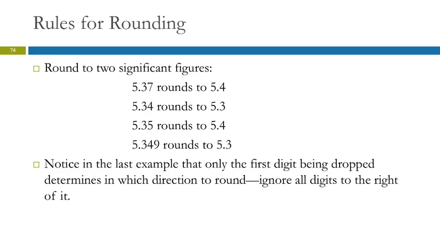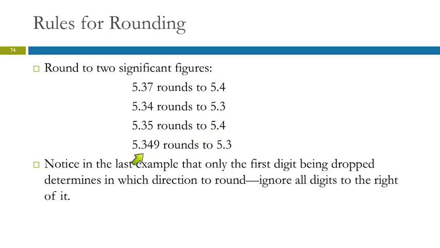I'll just talk about a couple of these. So here we have 5.34. We're going to round to 2 significant figures. We're looking at the 3. The next digit is 4, so that number is closer to 5.3. 5.35. We're keeping this first digit here, the 5 and the 3, and the next digit is 5 or greater. We round up, and that's going to be 5.4.